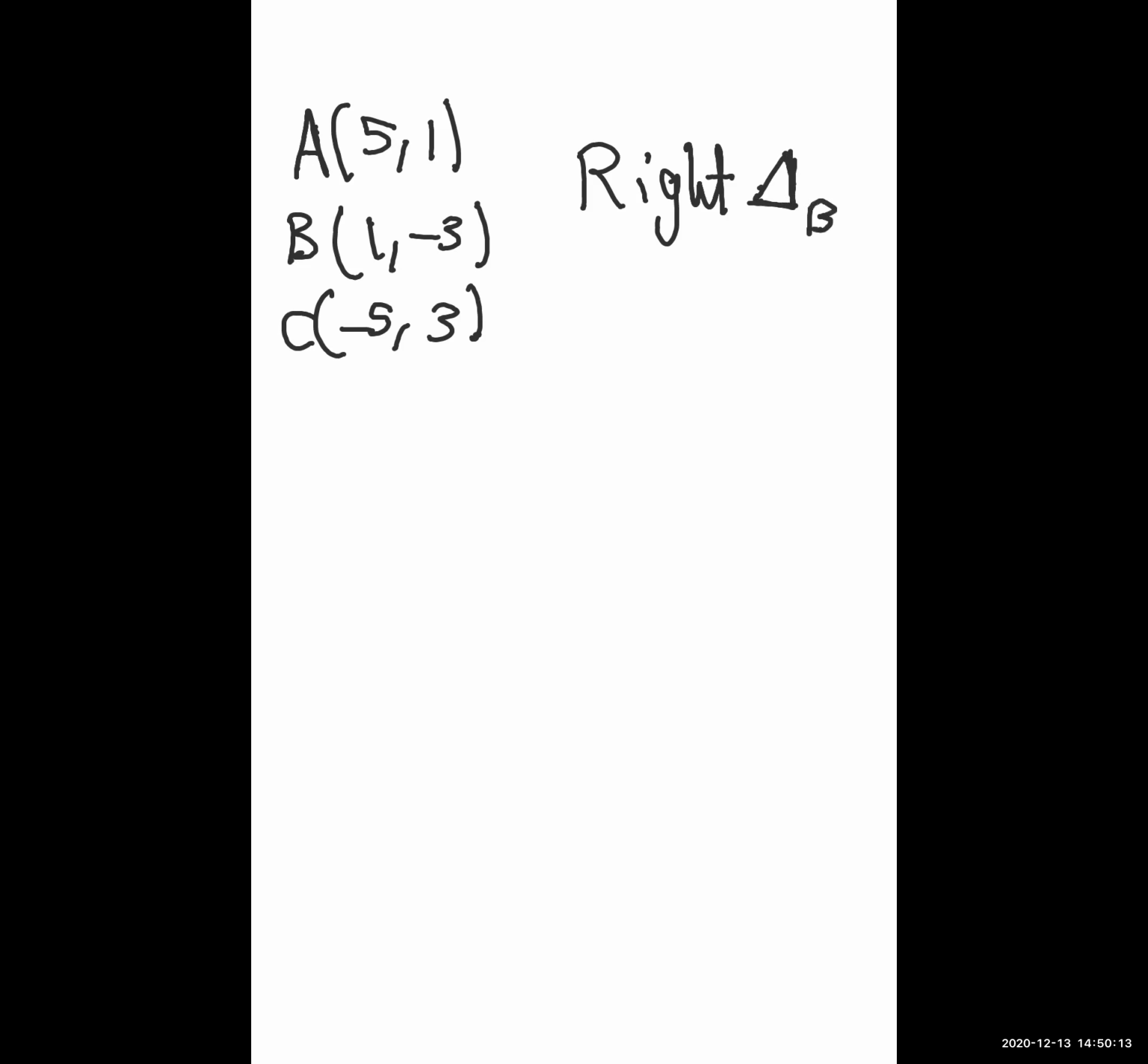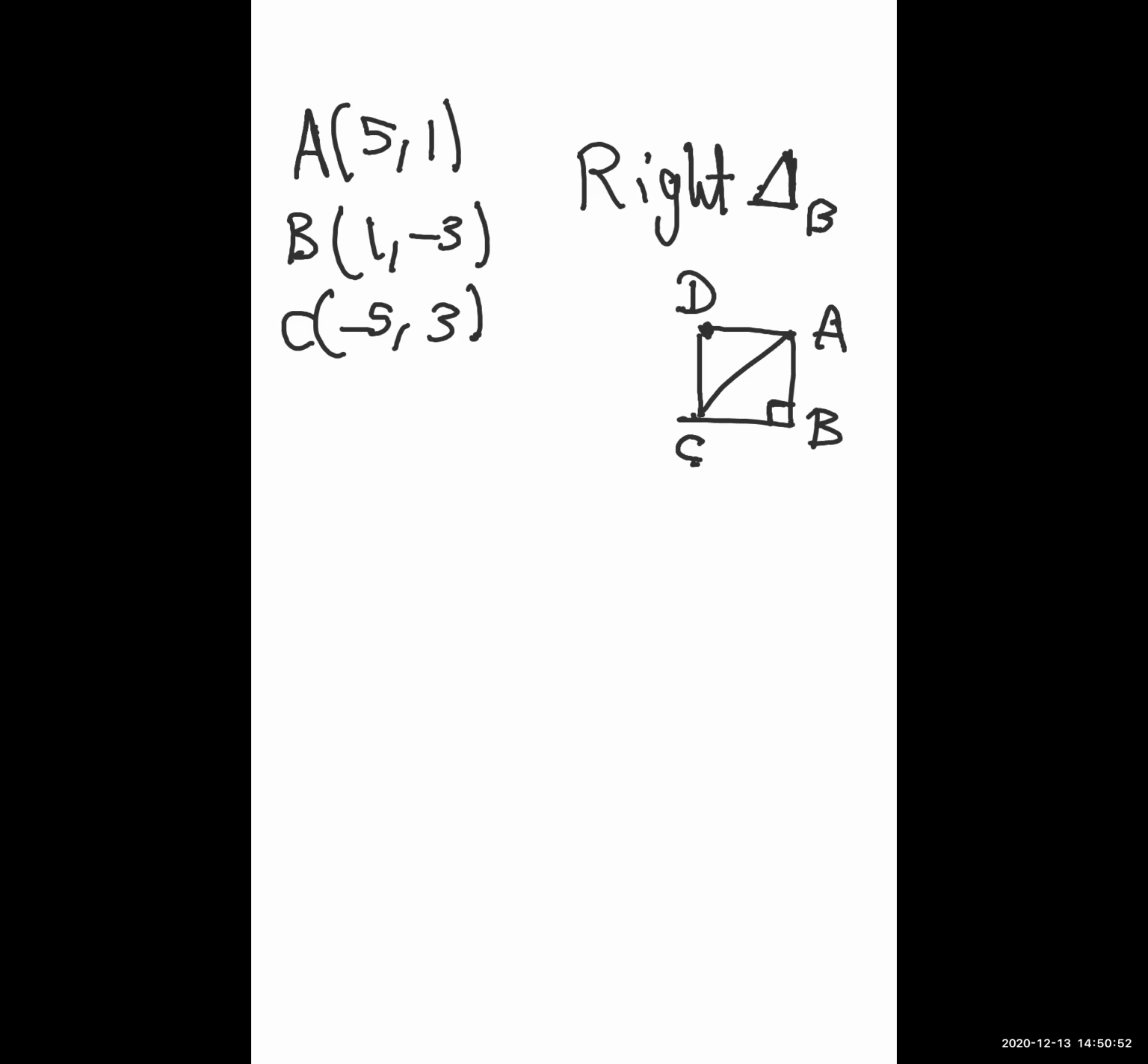Then find the point D that makes the figure ABCD a rectangle. If it's like this, guys, A, B, C, we have to prove that it's a right angle here, and then find the point D that makes ABCD a rectangle. This means D will be exactly like here, so that the shape becomes a rectangle. Okay, let's start solving this one.